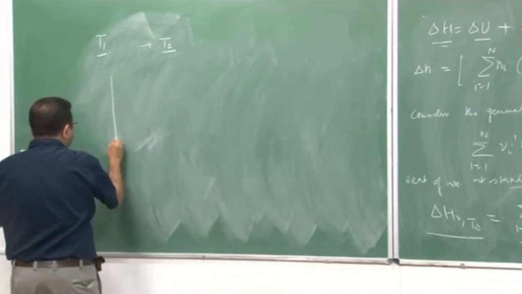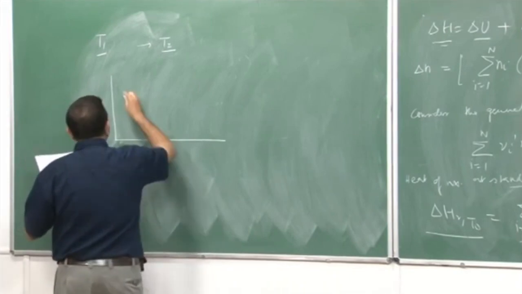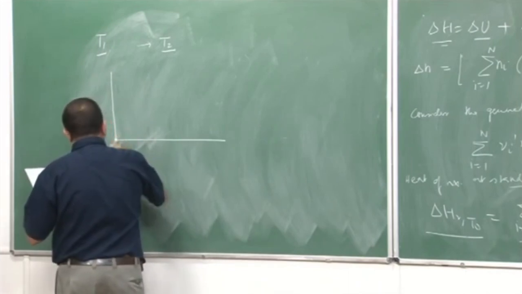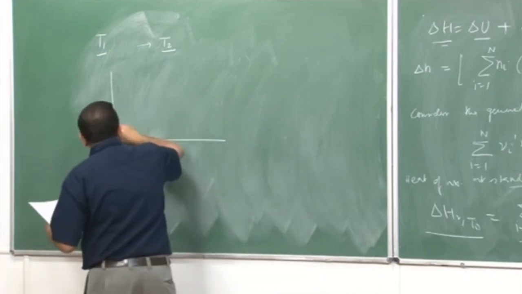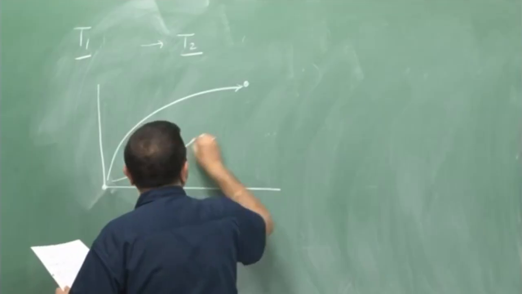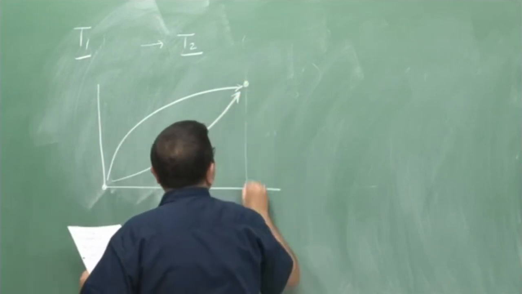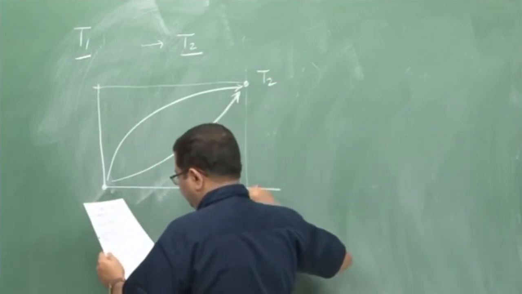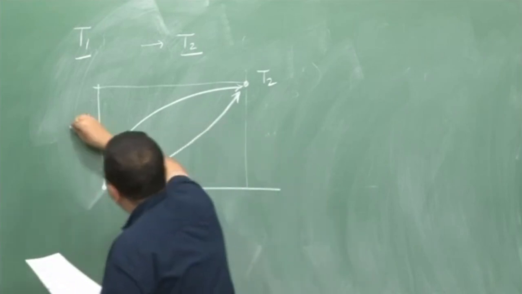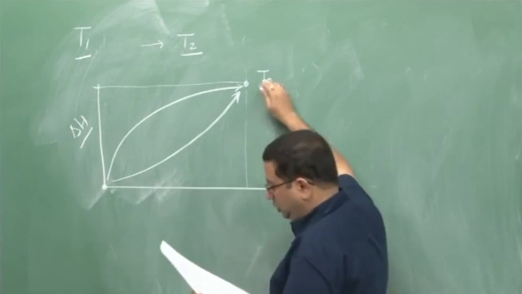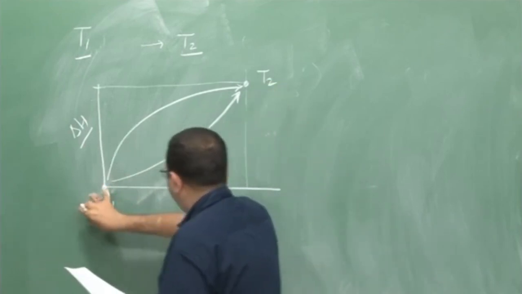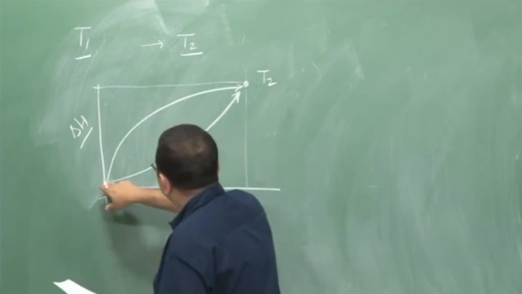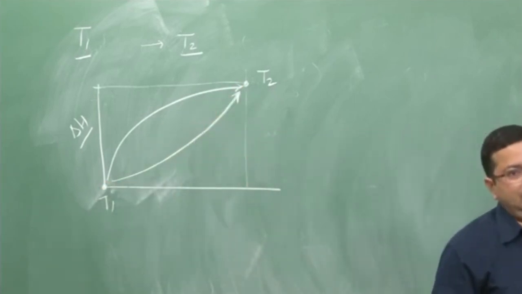So, for that let me draw a path diagram. Let us say that our reactants were initially at this point. Now, after the reactions they go to this point. This is my condition T 2. This is my delta H. Initially this was at temperature T 1, further reaction happens and it goes to temperature T 2. These two states are also equilibrium states, let us say.